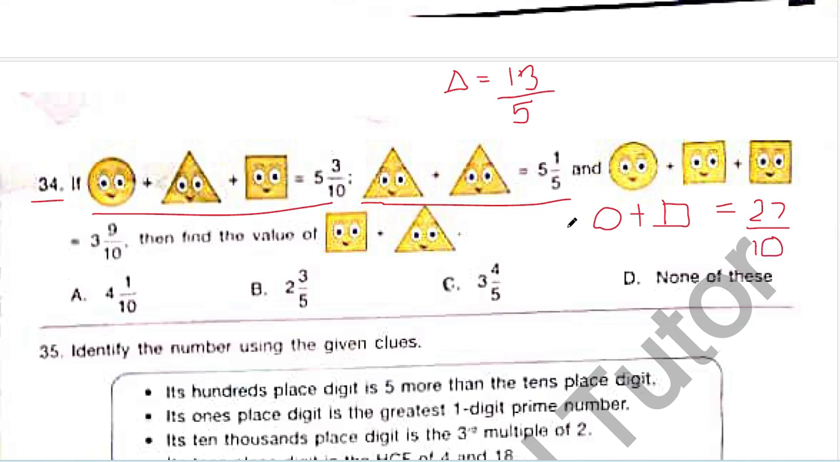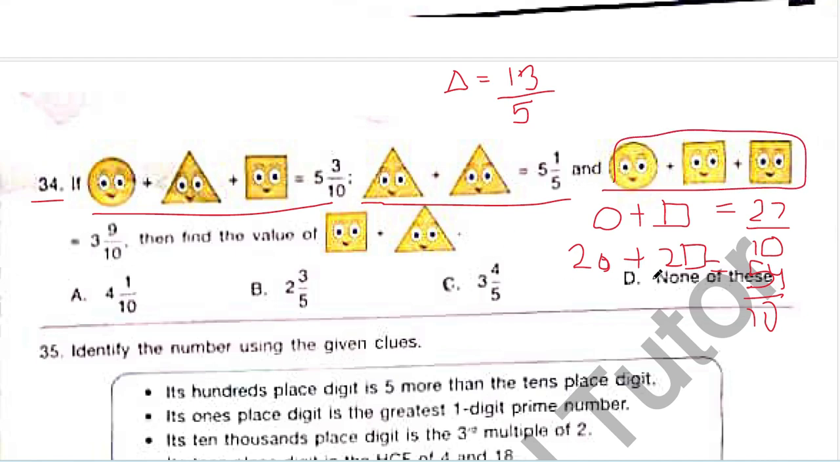So this means if we multiply this whole by 2, we'll get 2 circle plus 2 square equals 54/10. So now we'll subtract this equation here from the one that we have just got. When we subtract this, we'll get the value of circle, which is 15/10. Now we'll place it here. Circle plus square equals 27/10. This will give us the value of square also. So square is 12/10.